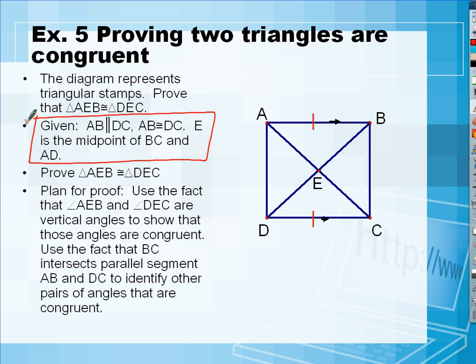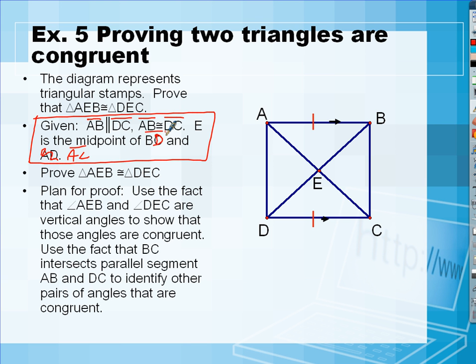So we're given that side AB is parallel to side DC. Side AB is congruent to side DC, and we're told that E is the midpoint of segment BD and AC. Okay? So if we know that, can we prove this?